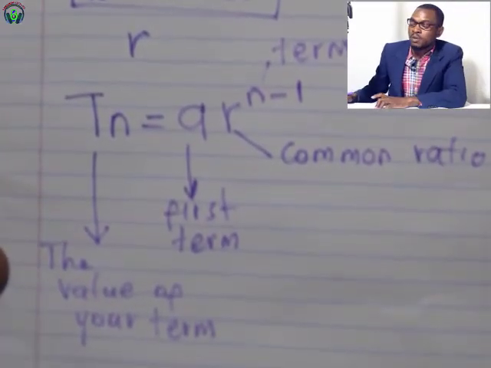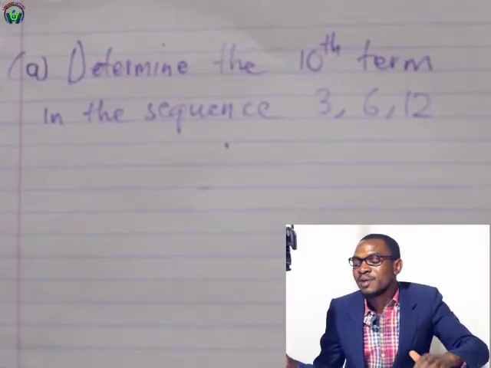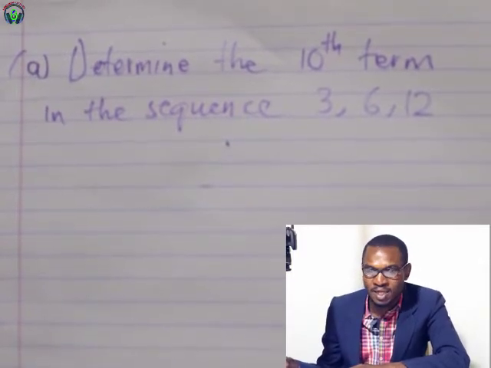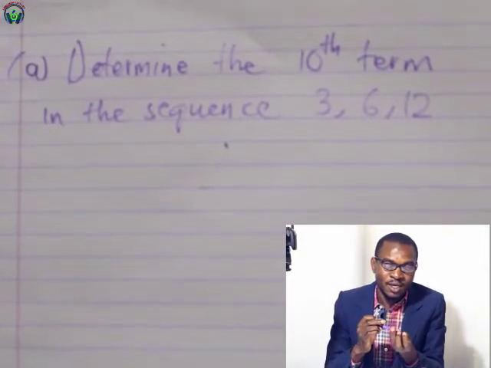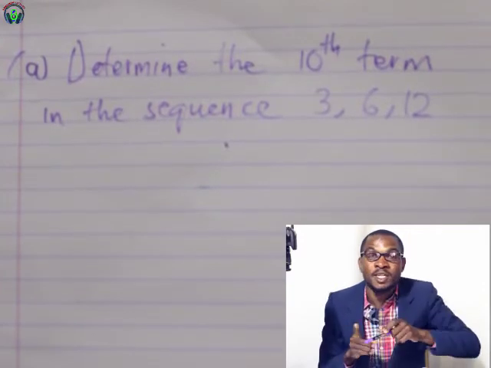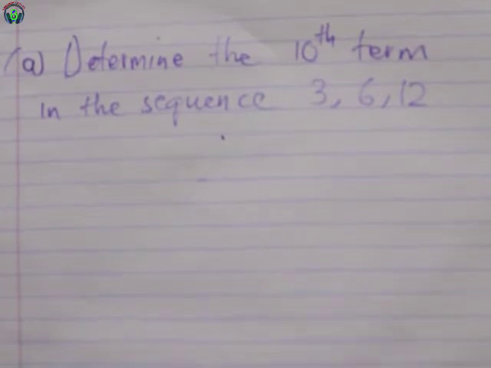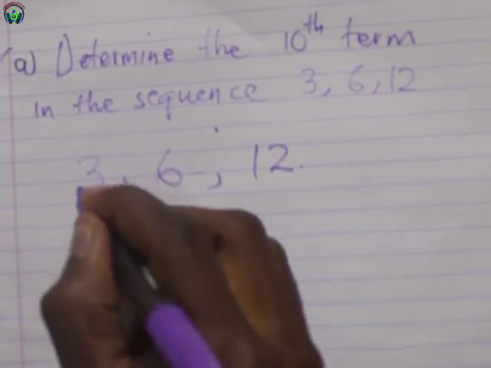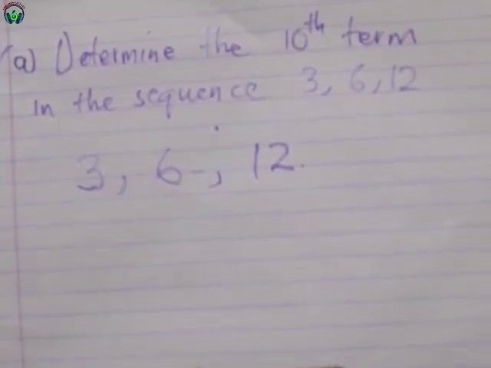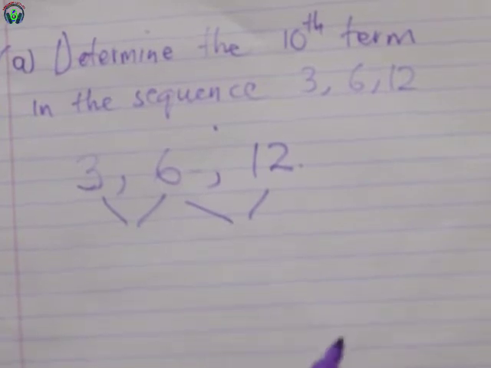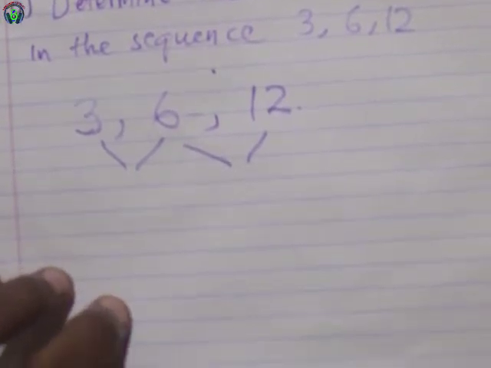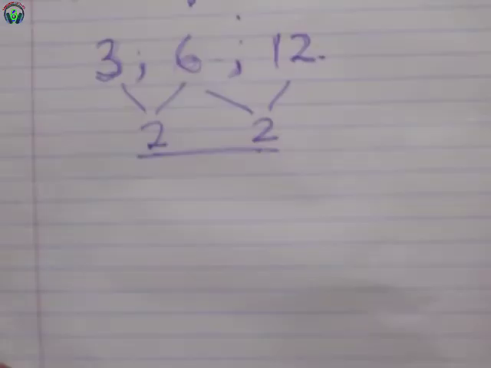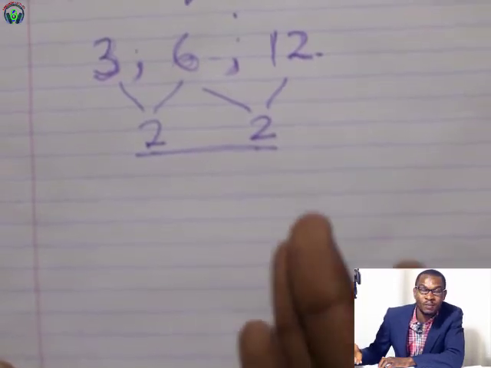Let's get to a practical example. In the practical example written down, we are asked to determine the 10th term in the sequence 3, 6, and 12. In order to get the 10th term, we must first find the general formula of this particular sequence. The first thing that we must do is get the common ratio r, which we obtain by dividing a consecutive term by the previous term. 12 divided by 6 is 2. 6 divided by 3 is also 2. So we have gotten our common ratio r.